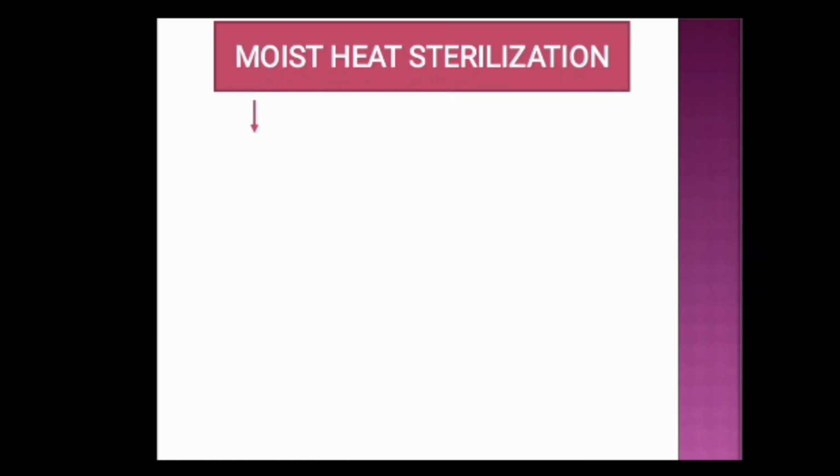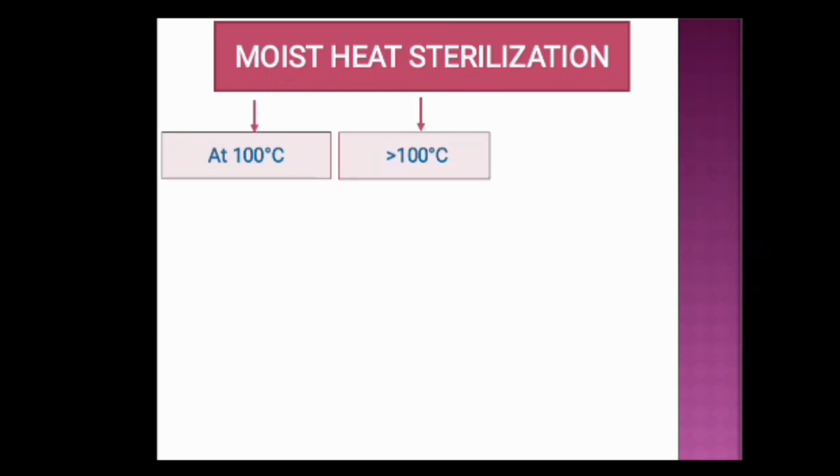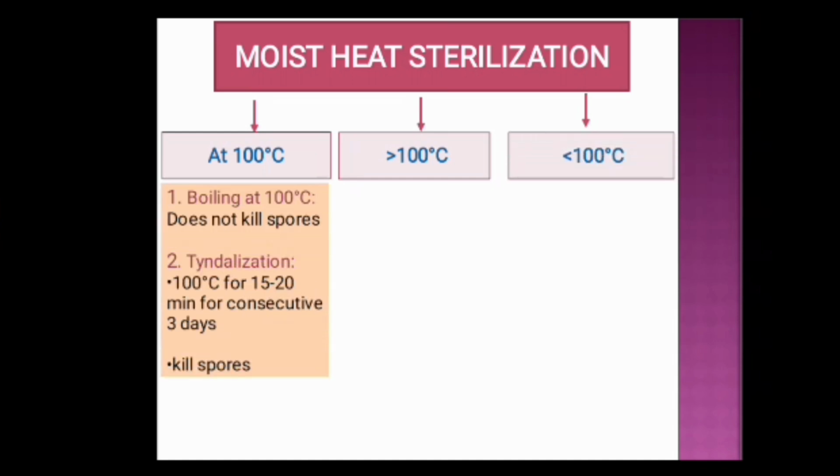On the basis of the temperature, the moist heat sterilization is divided into three. One is at 100 degrees centigrade, second one is above 100 degrees centigrade, and third one is below 100 degrees centigrade. At 100 degrees centigrade is boiling, and the second one is the tyndallization procedure.